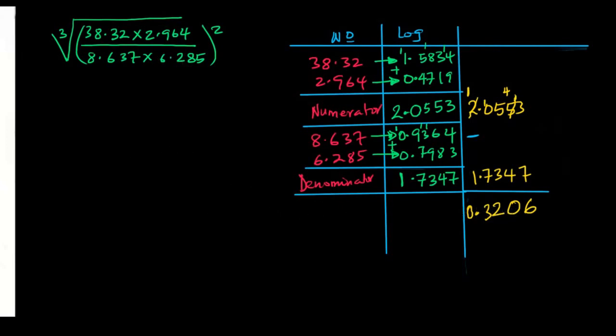Let's write that out as: when you do this, 38.32 times 2.964 all over 8.637 times 6.285. It means this numerator divided by the denominator gives us this logarithm that we have here. Now, this is not our final destination. We still have to raise this to power 2 and find the third root of this. But before we find the third root, let's raise this to power 2.